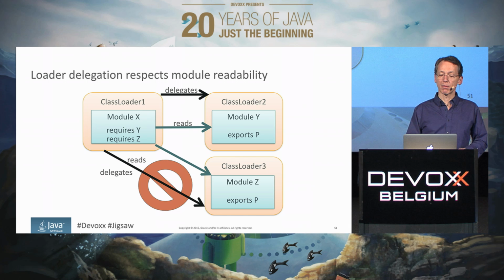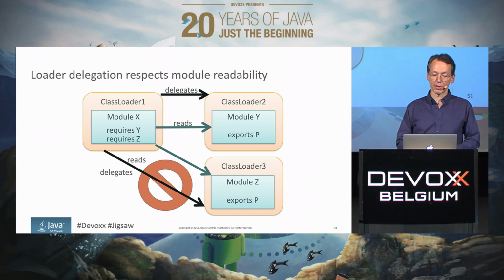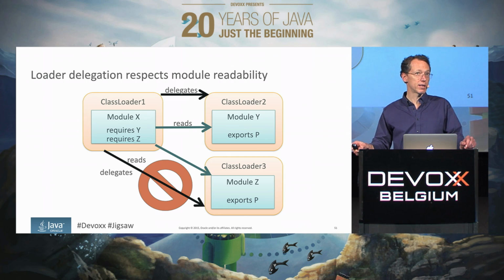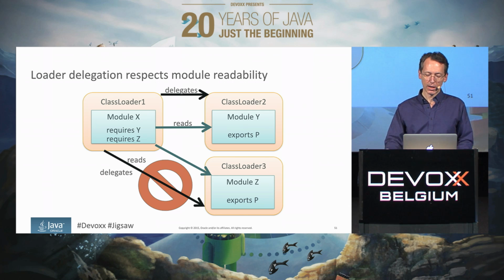Remember that a module can read at most one other module that exports P. That's baked into the definition of a well-formed module graph. If X reads Y, which exports P, then X cannot also read Z, which exports P. If the loaders respect readability, then the loader for module X will delegate to exactly one loader for types of P. This means no split packages, which is a very good thing.